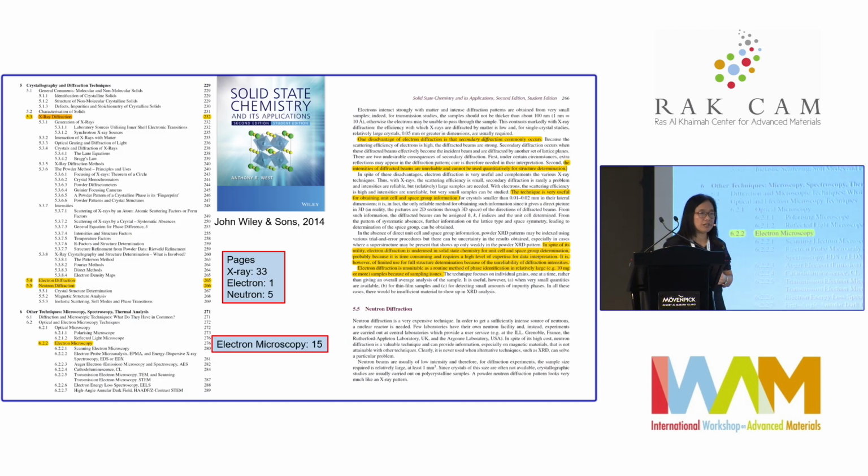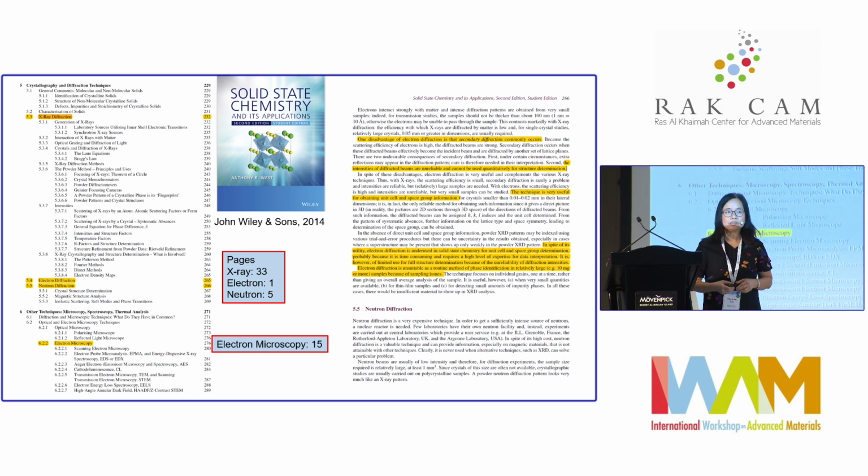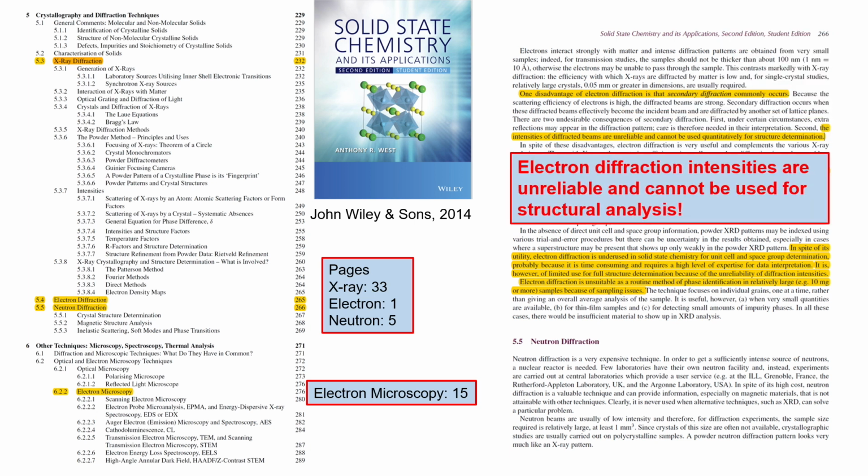And electron diffraction has not really been very much used, even though it was discovered almost at the same time as X-ray diffraction. The main reason, as you see here in the textbook, is that people think electron diffraction intensities are not reliable and cannot be used for structural analysis. This is in the textbook. And electron diffraction really is a very minor part of the whole of solid state chemistry.